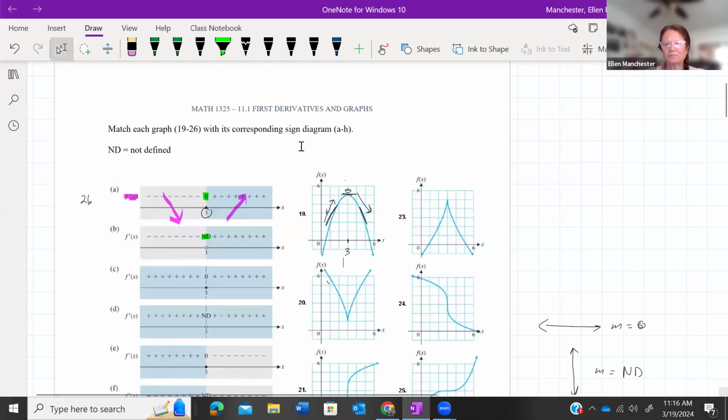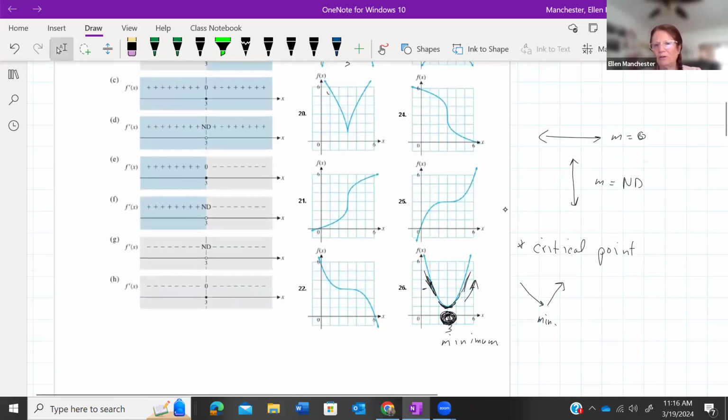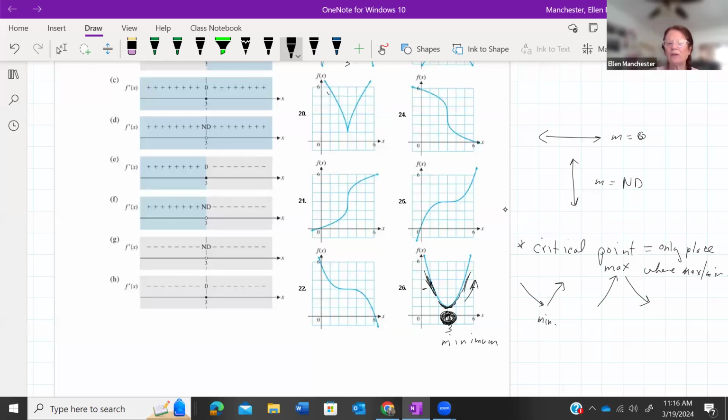Well, on this one, you can see I go up and then I go down. So this critical point right here is called my maximum. Okay, so when it goes up and then my slope goes down, this is called a maximum. And your minimum and your maximum only happens at the critical points. So this is the only place where max and min happens. Okay, so that's what you're looking for.